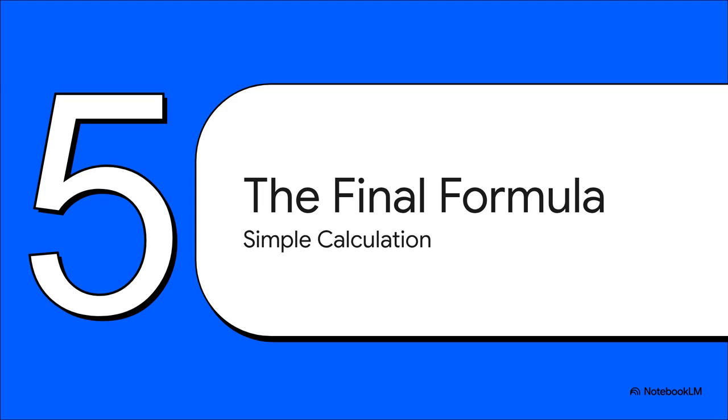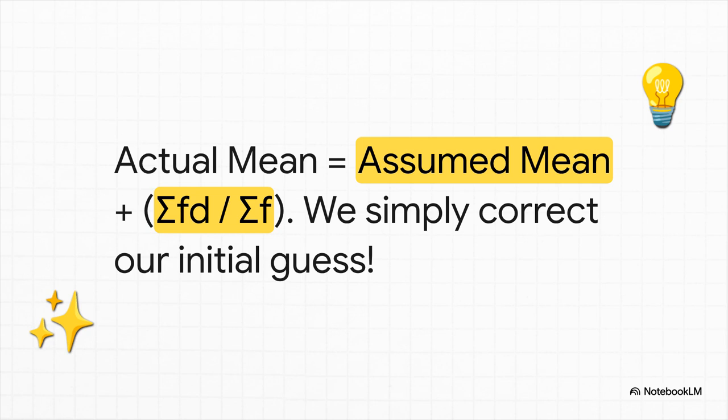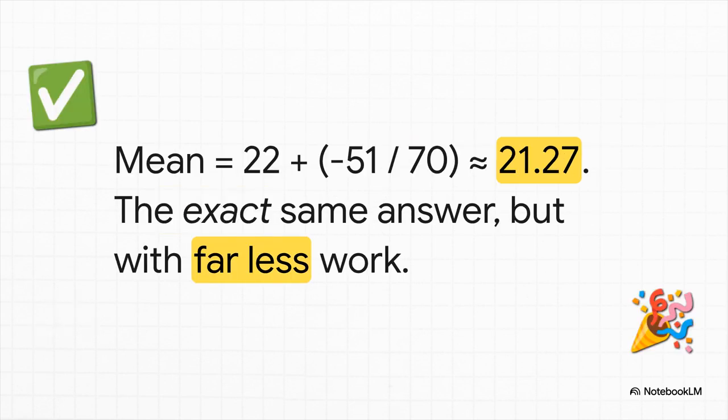Well, it all comes down to one wonderfully elegant little formula. And here's the formula. The actual mean is just your assumed mean, plus the average of all those deviations. It's so intuitive when you think about it. We're just taking our initial guess and then correcting it based on the average error we found across all our data.